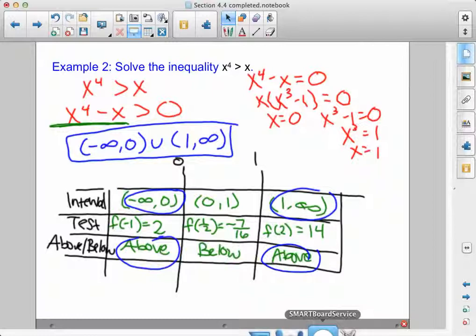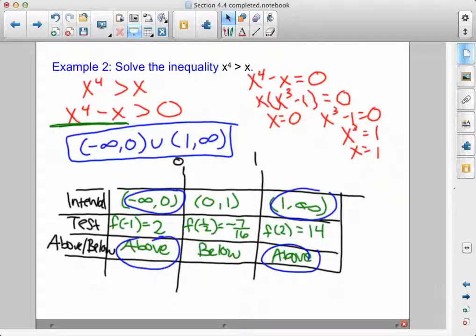Then finally, once I knew which intervals were above and below, I looked back at my original inequality, and I can see x to the fourth minus x is greater than 0. That means I want to know which intervals are above the x-axis, since I have a greater than sign. So I look back in my table and I can see the two intervals above the x-axis are negative infinity to 0 and 1 to infinity. And I have parentheses on 0 and 1 since there is no equal on the inequality sign, and I take the union of them.